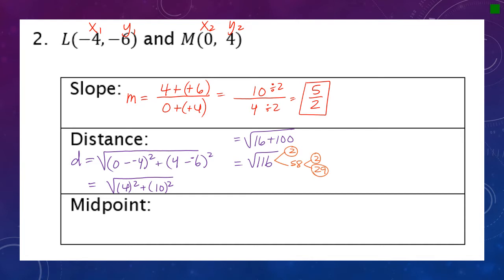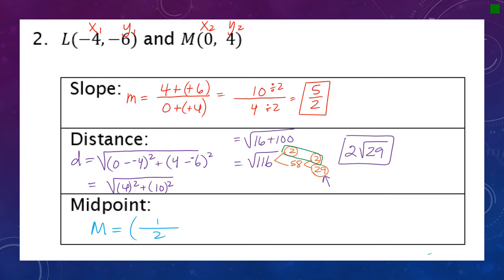So now what I'm going to do is take my pair of 2's here. That's going to go to the outside of the radical. And then left over will be this 29 because it didn't have a pair. So 2 square root 29 would be your final answer. And then last but not least, midpoint.